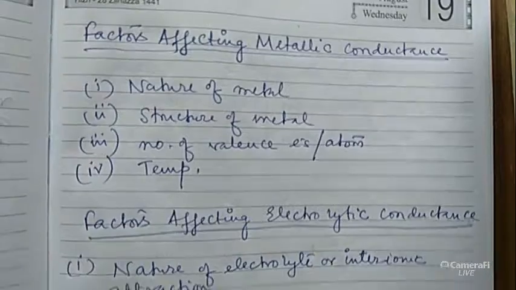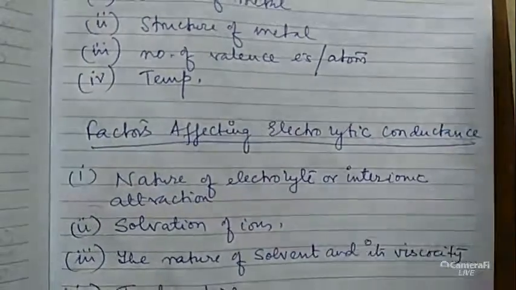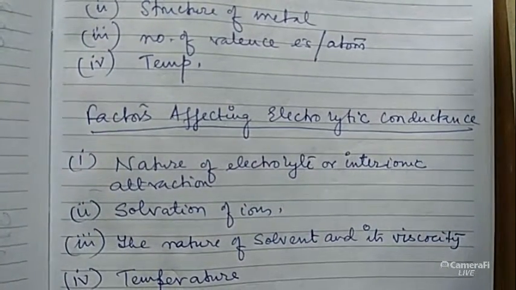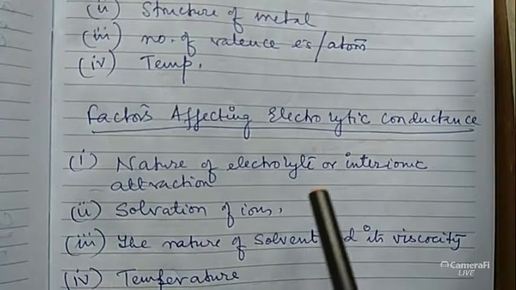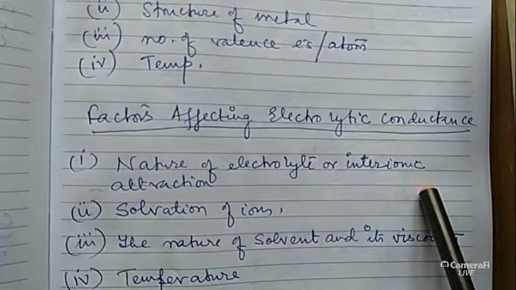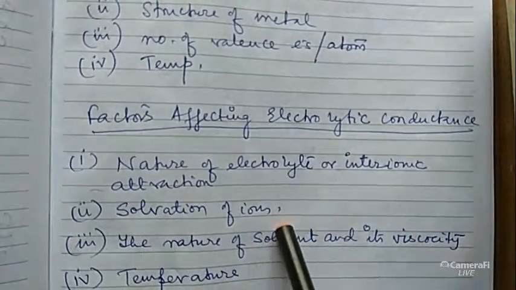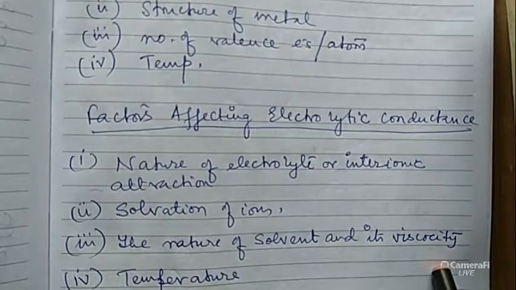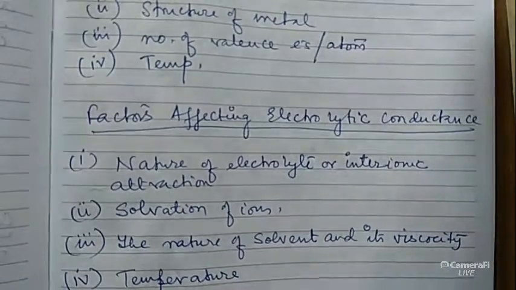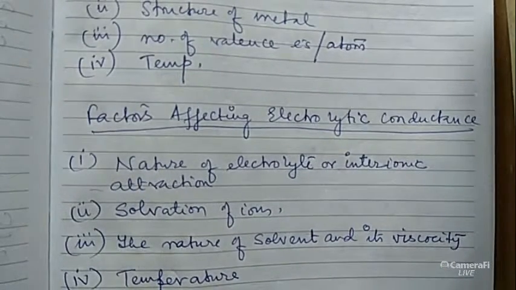Now the next thing, we have factors on which electrolytic conductance depends. See, electrolytic conductance depends on various factors. What are those factors? The factors are nature of the electrolyte or interionic attraction, solvation of ions, the nature of the solvent and its viscosity, and the last one is the temperature. So just remember nature of the electrolyte.